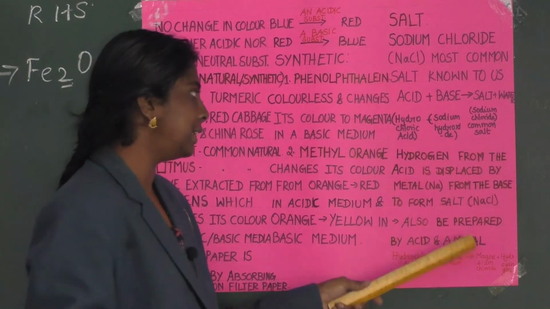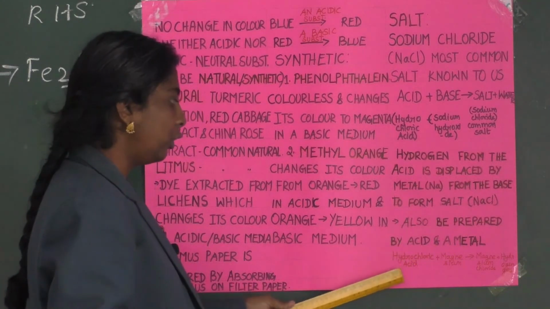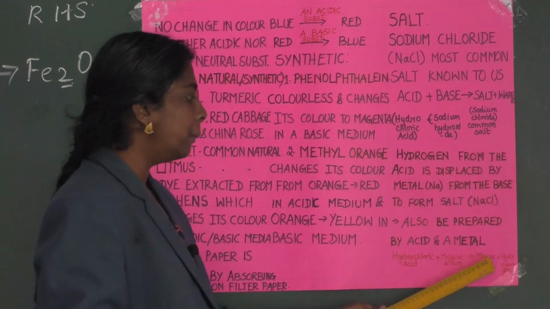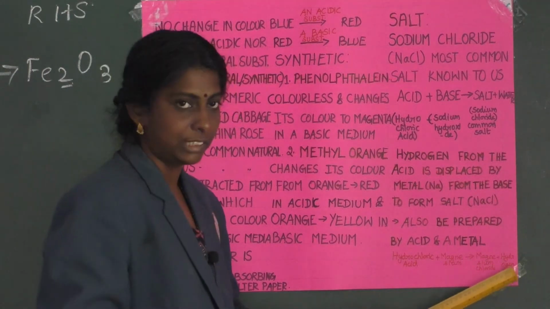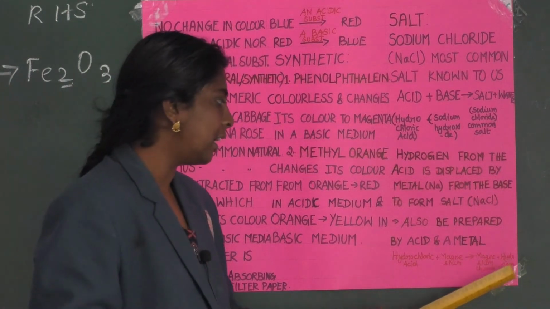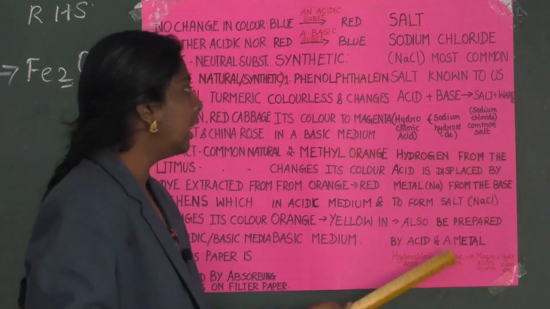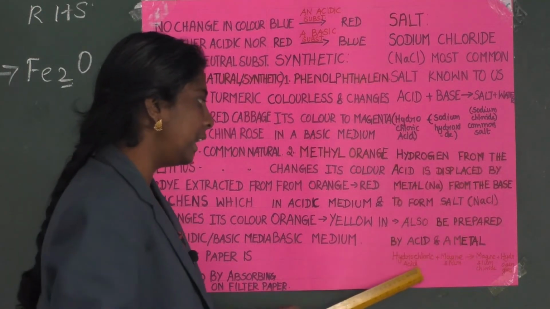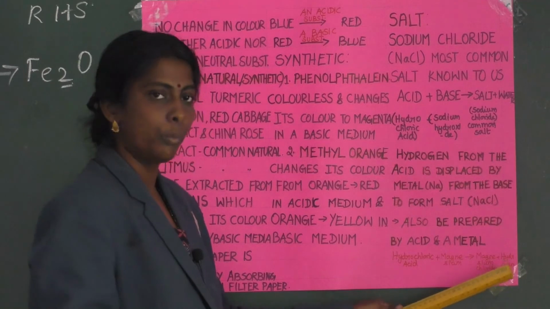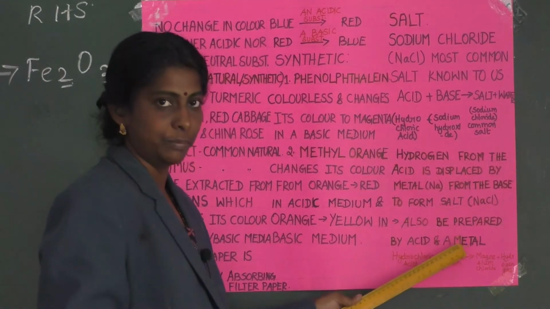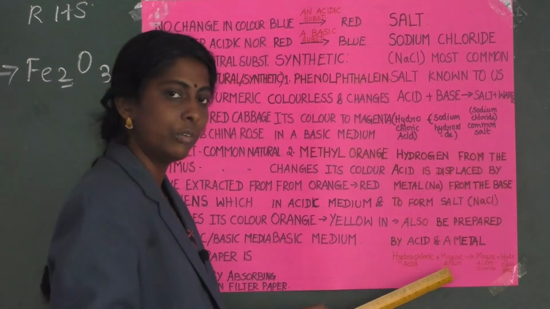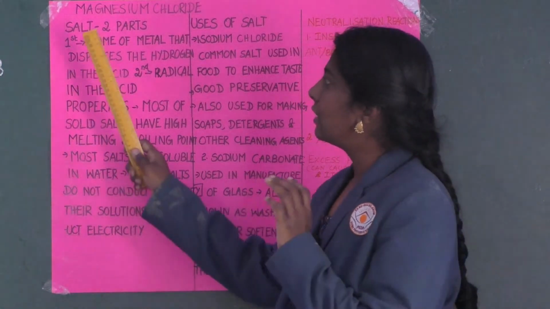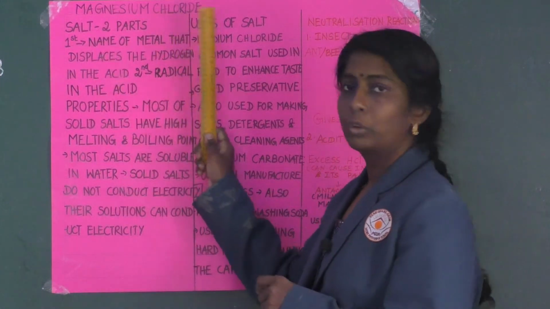Say, for example, hydrochloric acid plus magnesium gives you magnesium chloride plus hydrogen gas. So a combination of acid and metal together gives you the salt, along with hydrogen gas, with the presence of the metal here. Clear, children? Yes, children. Now let us continue. We got the salt magnesium chloride.